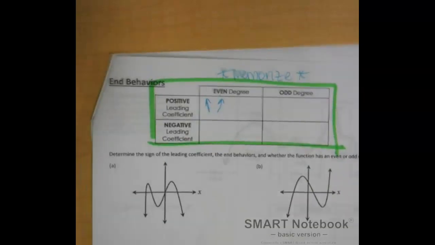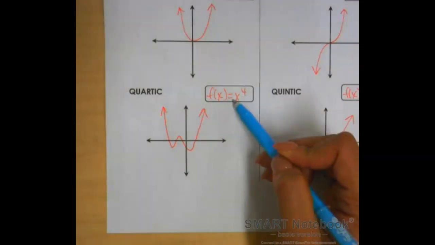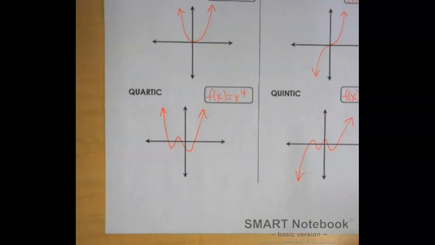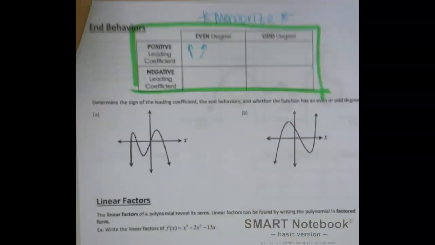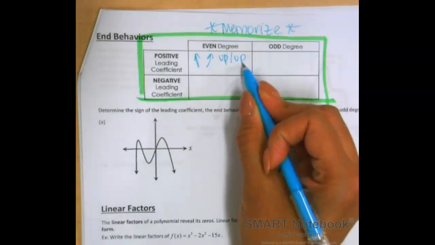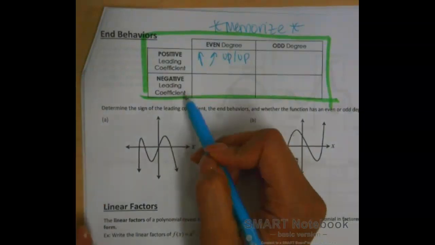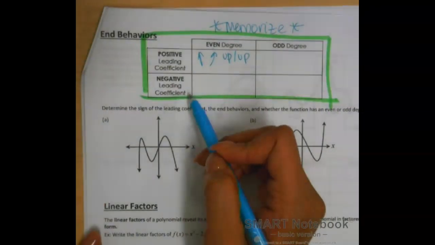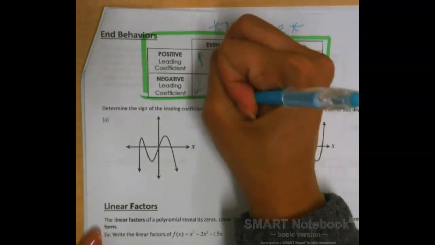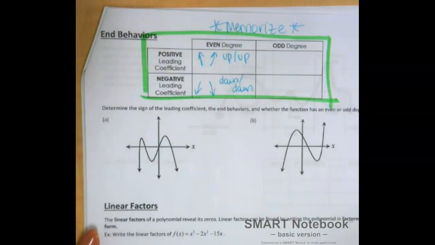And if you're like, Ms. Tapia, that's not true. Okay, let's prove it with quartic. Quartic is an even degree, positive leading coefficient of a positive 1. Both of the ends go up. That's going to be true for every function that has an even degree and a positive leading coefficient. Both ends go up. Left side goes up, right side goes up. What do you think is going to happen if you have a negative leading coefficient? They're both going to open down. So it's going to go down to the left and down to the right.